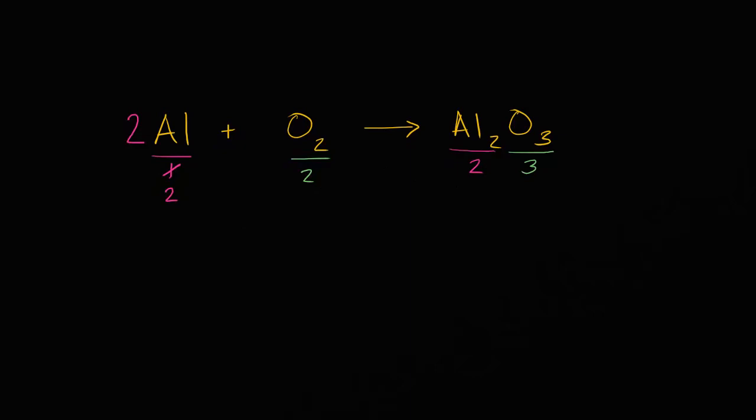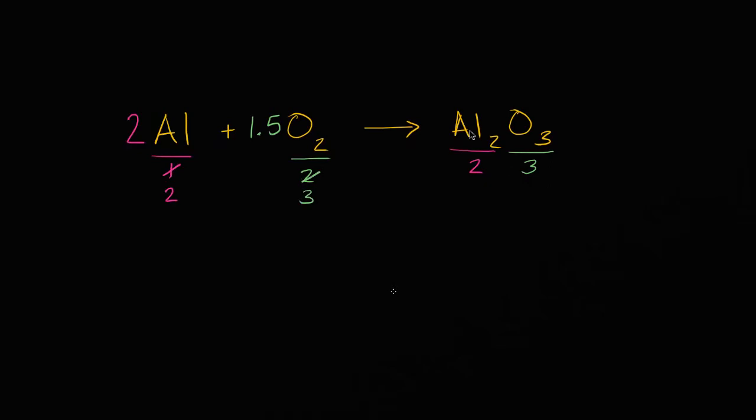But still we have an issue with the oxygens. Over here I have 2 oxygens. Over here I have 3 oxygens. So one thing that you might say is, okay, well, how do I go from 2 to 3? I could multiply by 1.5. And if I multiply 1.5 times 2, well, that's going to be 3. So now I have 3 oxygen atoms on this side and 3 oxygen atoms on this side.